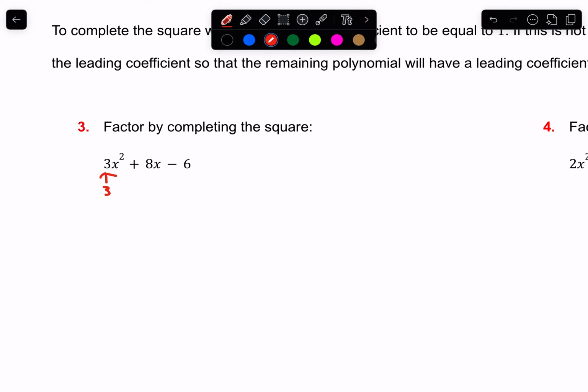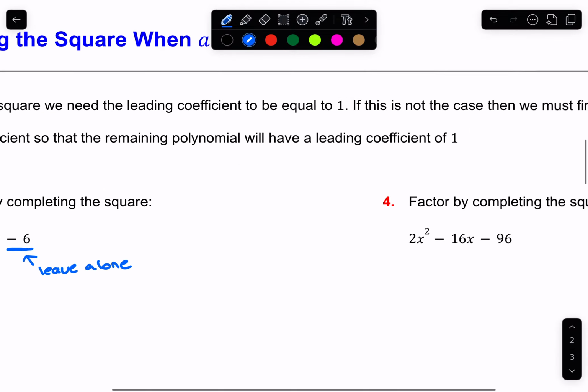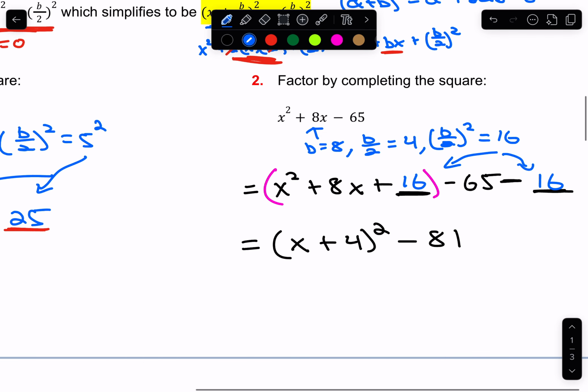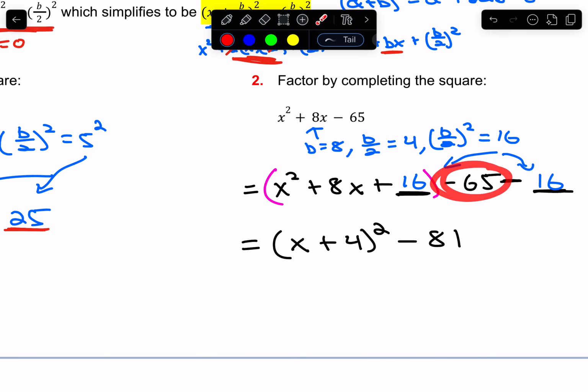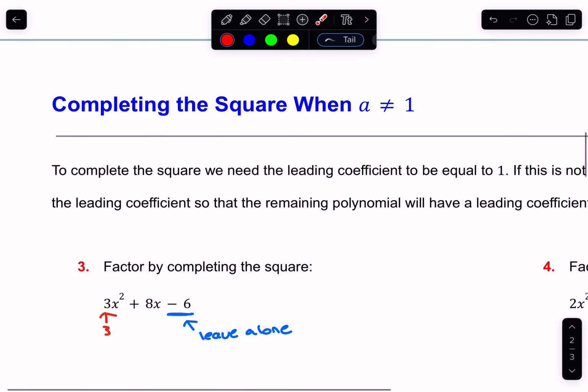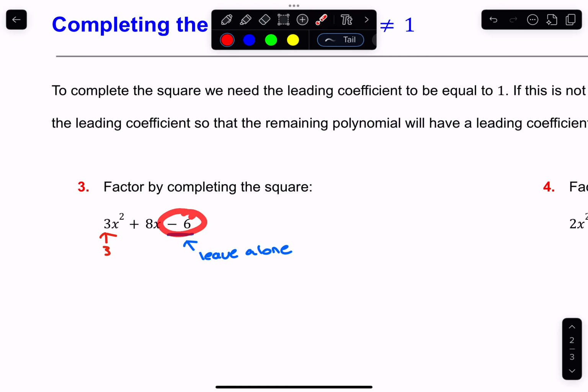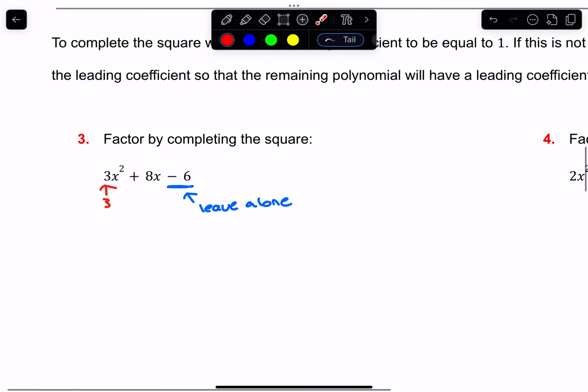We don't want to factor it out of everything though, because the negative 6 in the back, we're just going to leave alone. Okay, we want to leave this negative 6 alone because remember a second ago when we completed the square on number 2, we left this negative 65 on the outside all by itself. We didn't mess with the negative 65. So right now when we're doing this problem, we don't want to mess with the negative 6. We just want to leave it alone.